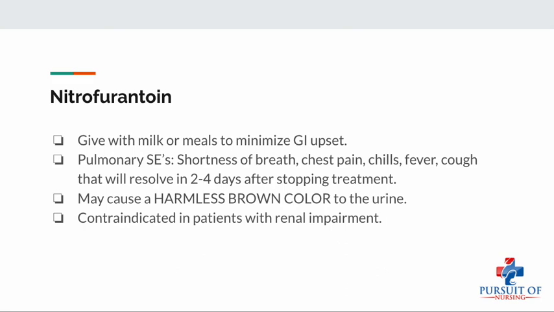Nitrofurantoin or Macrobid, it's very commonly used for the treatment of UTIs. You want to give with milk or meals to minimize GI upset. You might have some pulmonary side effects, including shortness of breath, chest pain, or cough. Those pulmonary side effects will resolve in 2 to 4 days after stopping the medication. You may have a harmless brown color to the urine, so educate the patient that that will be normal, and it is contraindicated in patients with renal impairment.